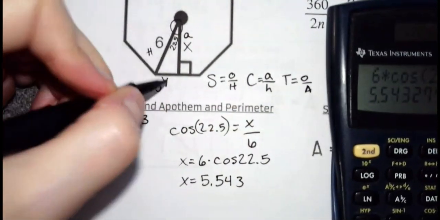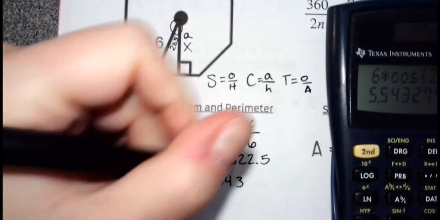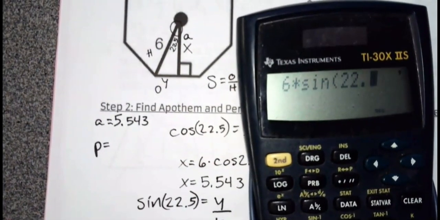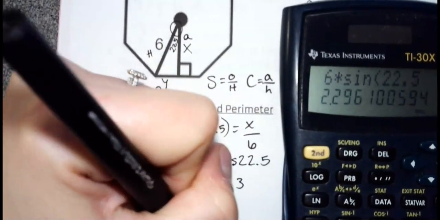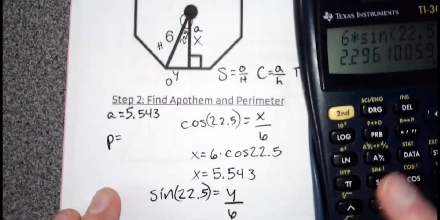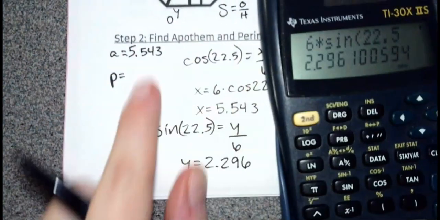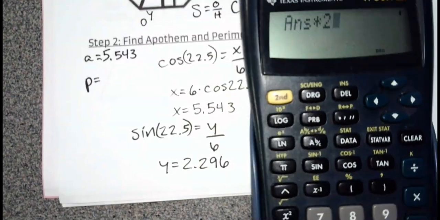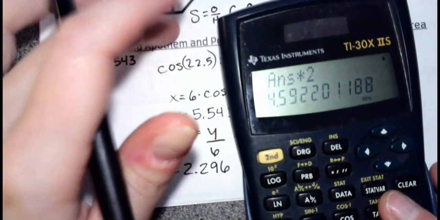Great. All right, now we're going to use sine. Six times sine of 22.5. So y equals 2.296. And notice, that makes sense because that's a shorter side. But we want to take this number. We want to then figure out, okay, what's the length of the entire side? So this y is 2.296. If we multiply that number by 2, we're going to get the length of an entire side, so 4.592. We can just leave that in your calculator.